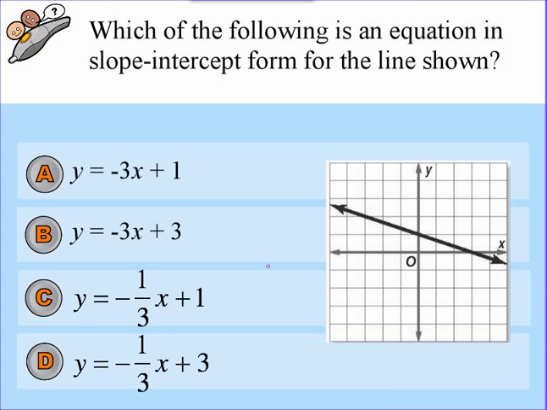Now, let's double check and see what C is. Negative 1/3 x plus 1. Looking right away, you see that the y-intercept is 1, so that means these are out. Now what we need to do is determine the slope. To determine the slope, I'm going to pick the next point it goes through. If you notice here, I go down 1, and then I go over 3. So it should be negative 1/3 x plus 1. Okay, let's try it again.